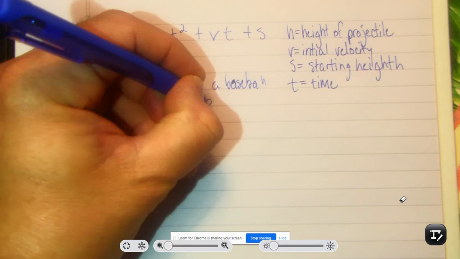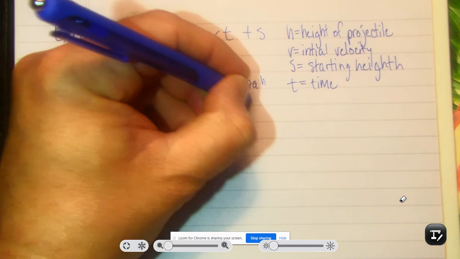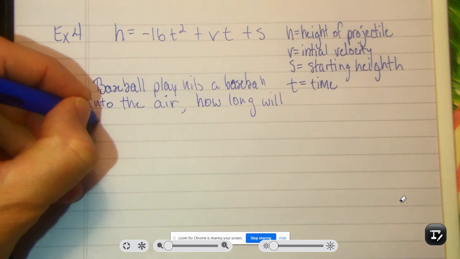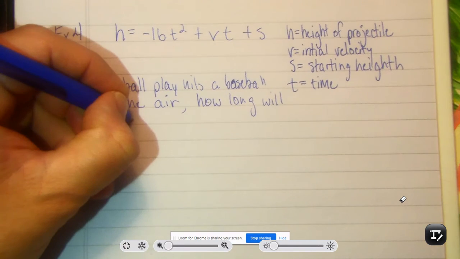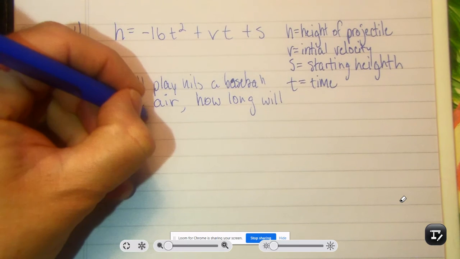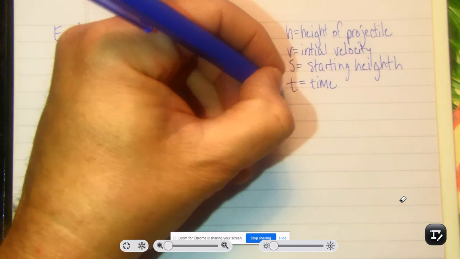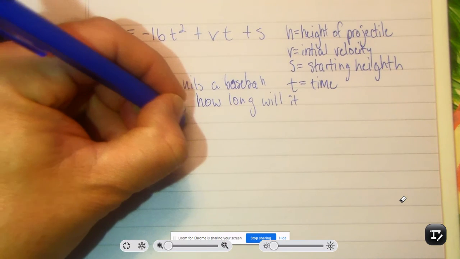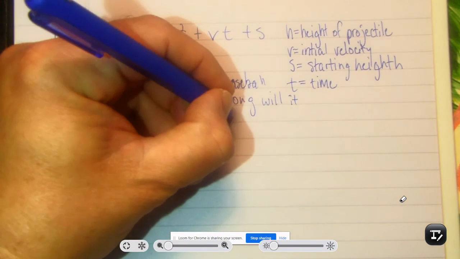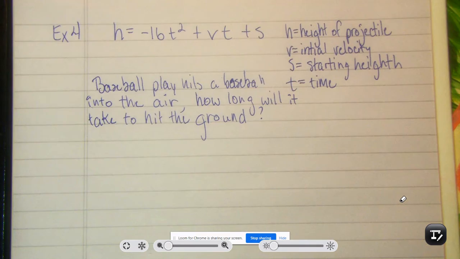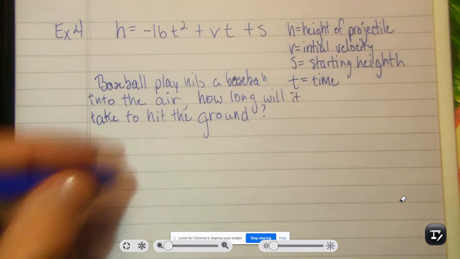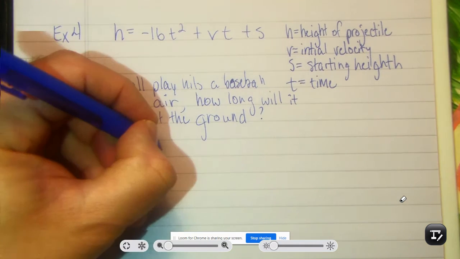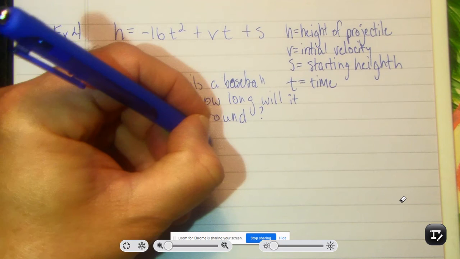How long will it take to hit the ground? So we need a little more information. The ball is hit at 3 feet above the ground.